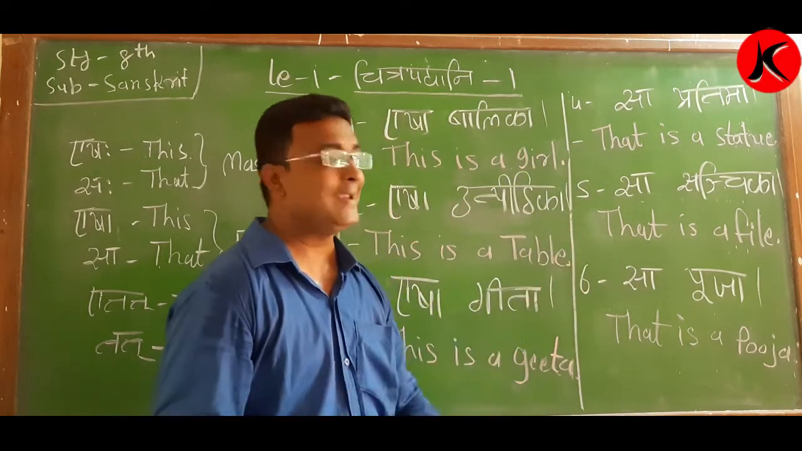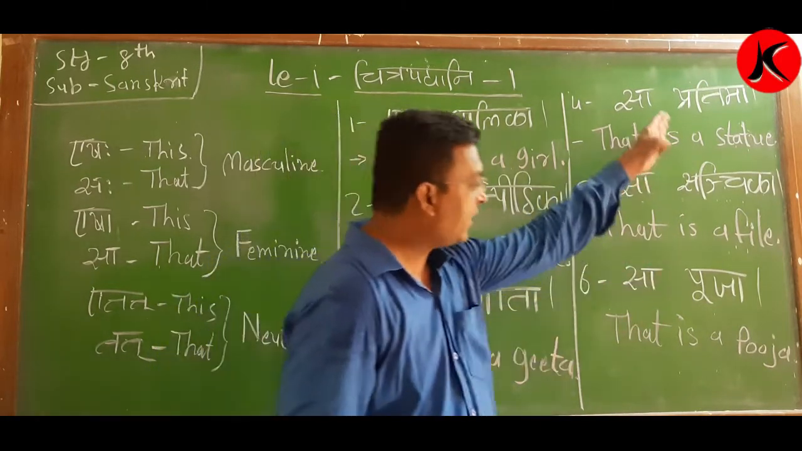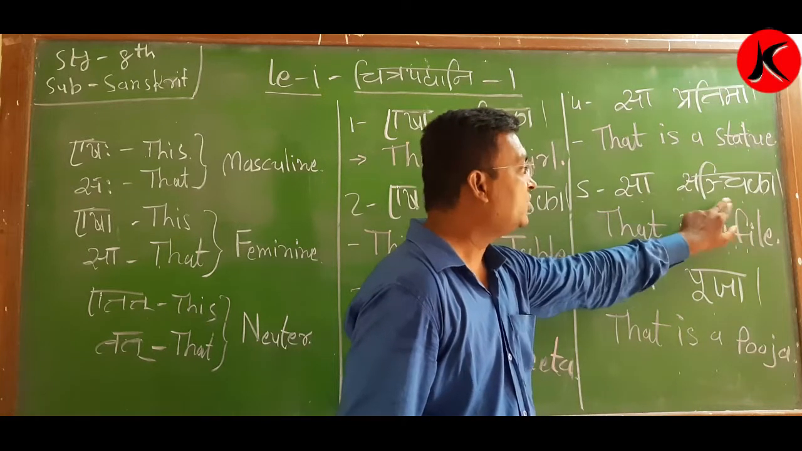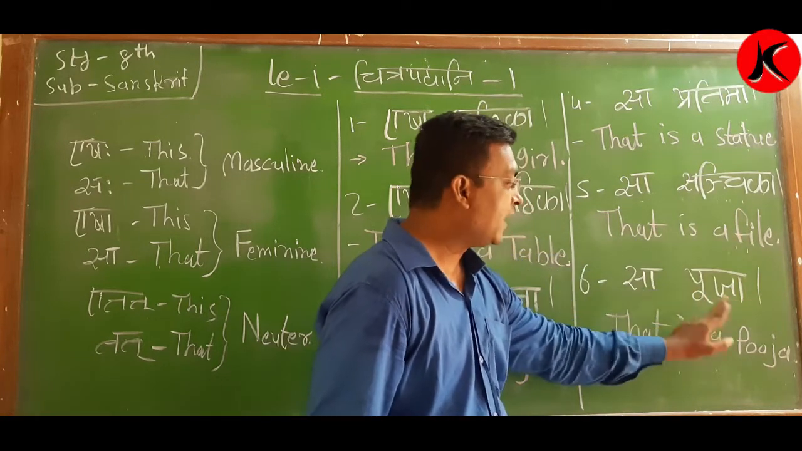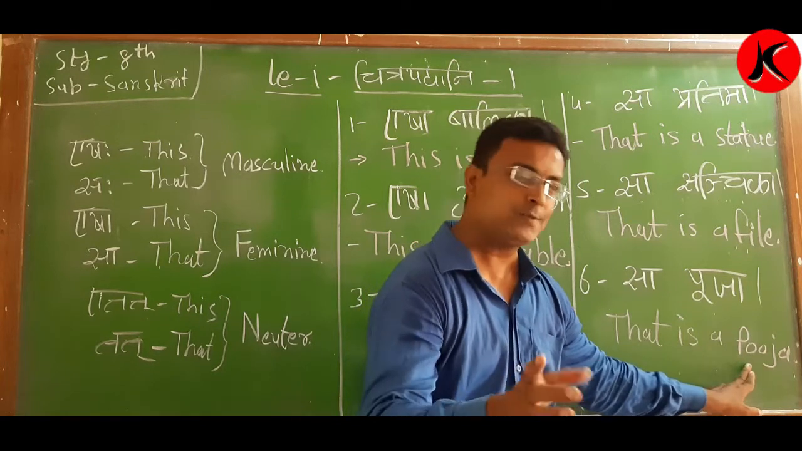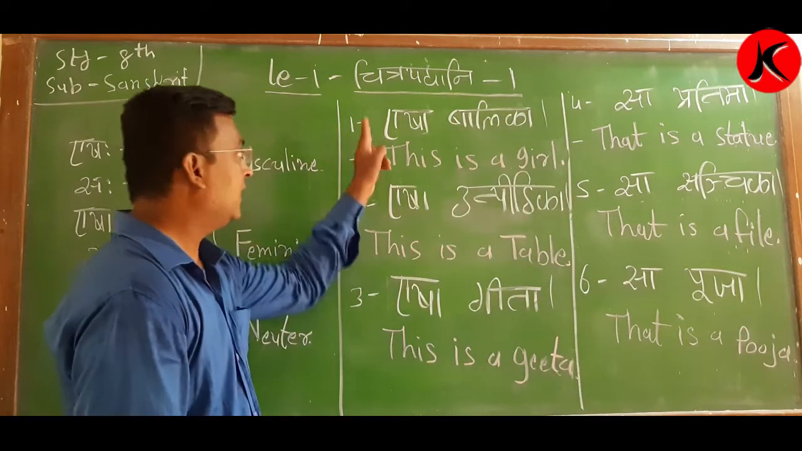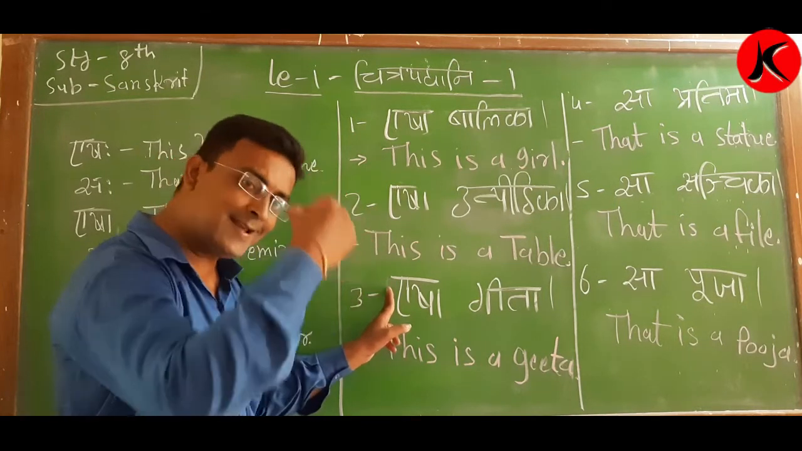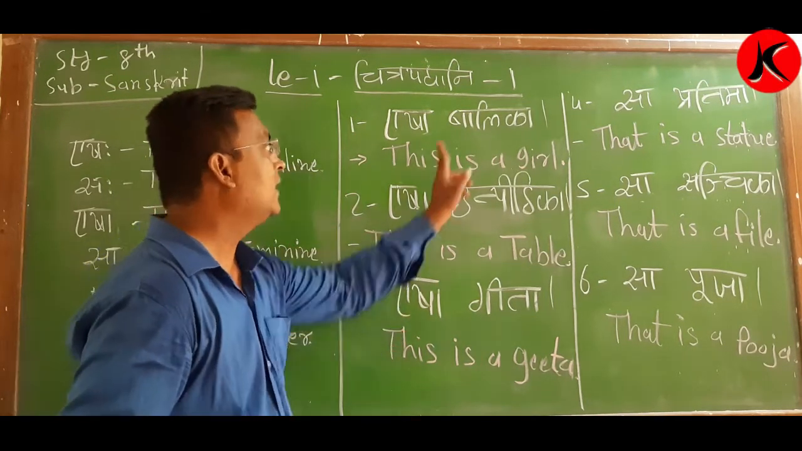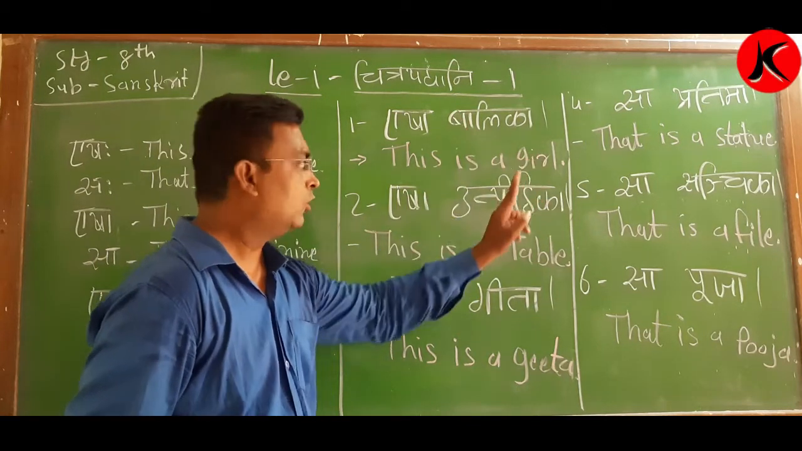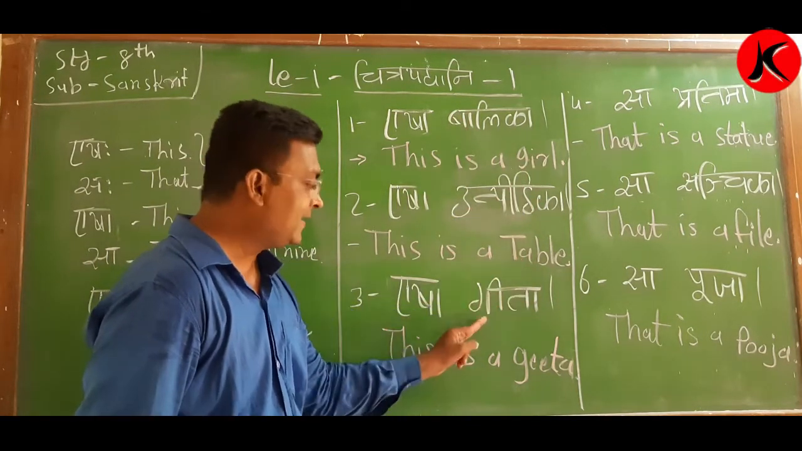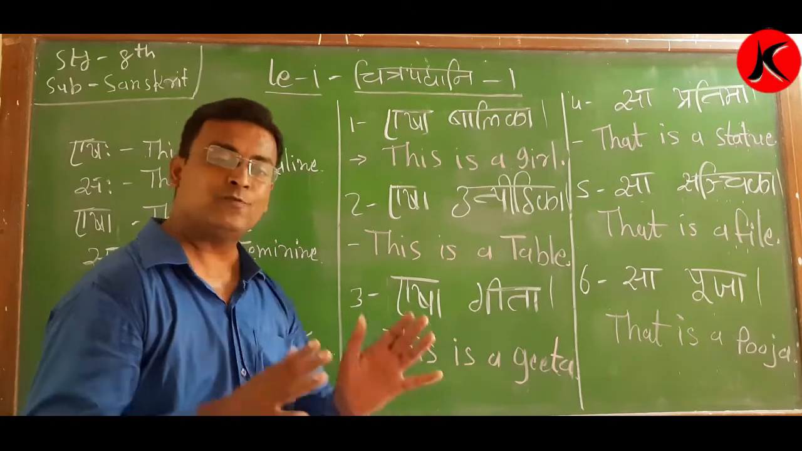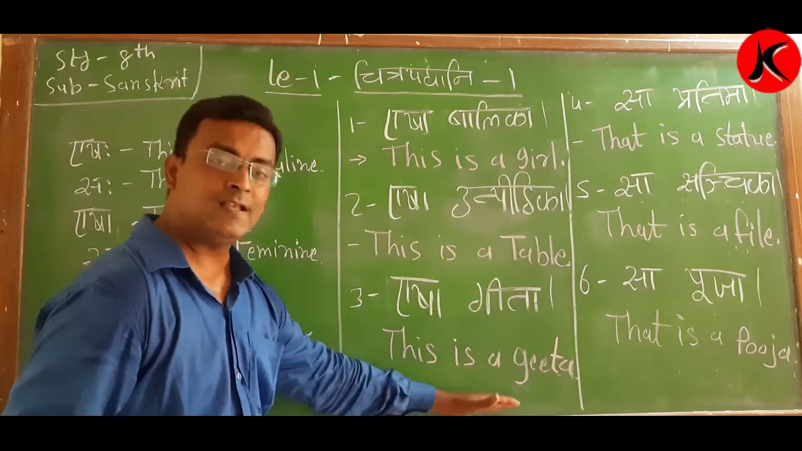The meaning of Sa is that, and the different meanings of the words are: Pratima, statue; Sanchika, file; Punja, the girl's name. That's why it is Punja only. Here, Esha, this, and this only; and Balika, girl; Utpithika, table; Gita, because Gita is one girl. That's why here only Gita is there.